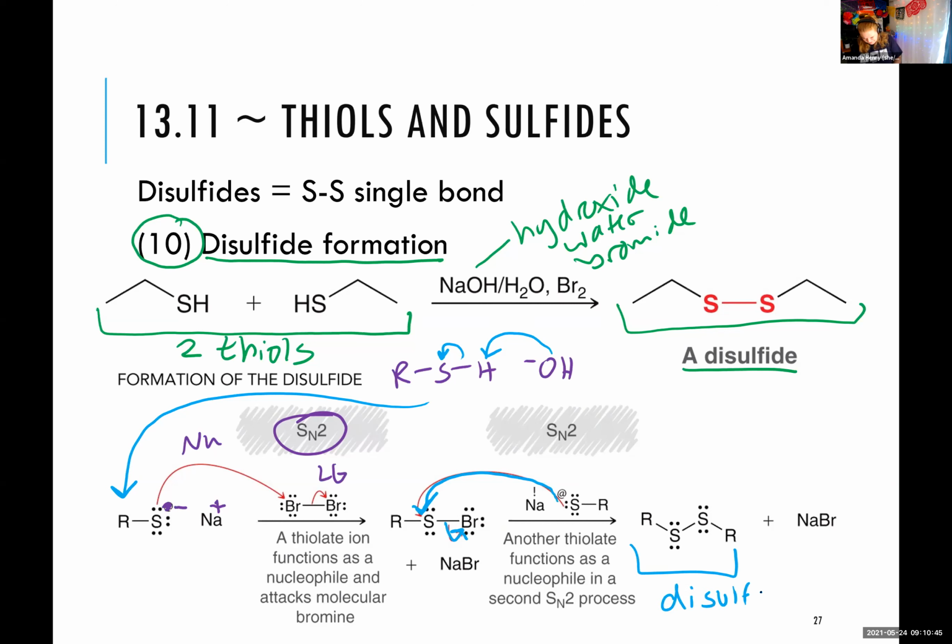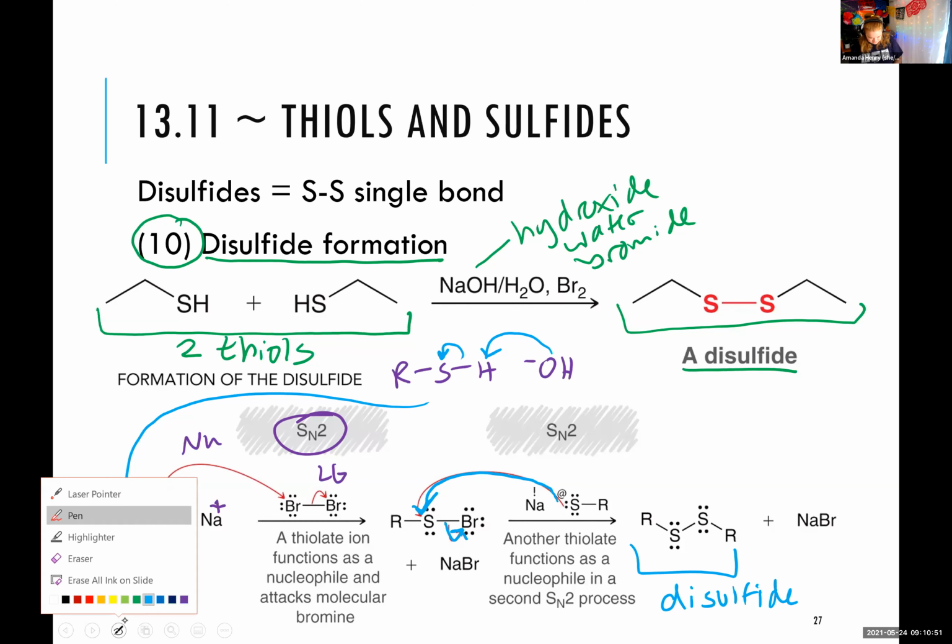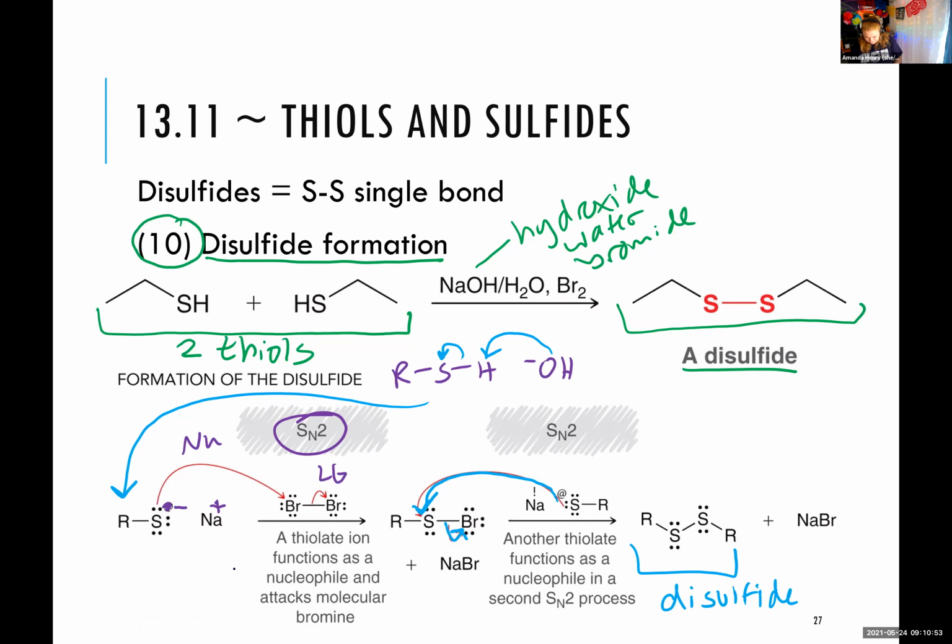I will go in there and fix those weird charges. This was totally copy and pasted from the PowerPoint slides that come with the textbook too. I don't know how that happened, but there we go. So we're doing a back-to-back SN2 reaction. The bromine is just kind of being used to create a leaving group.